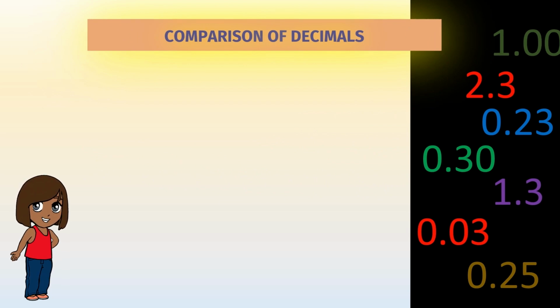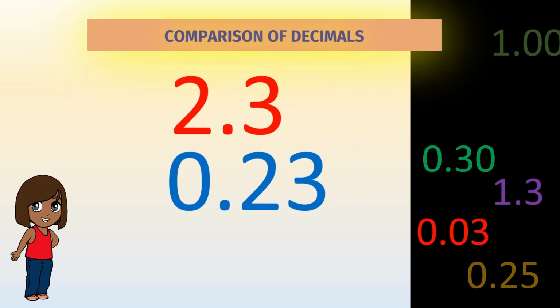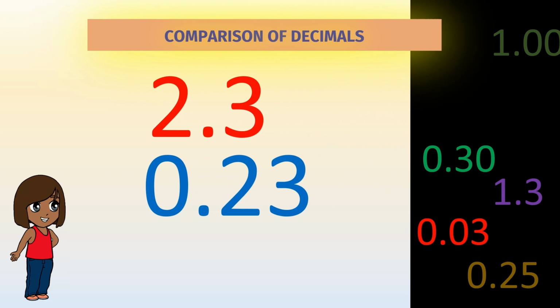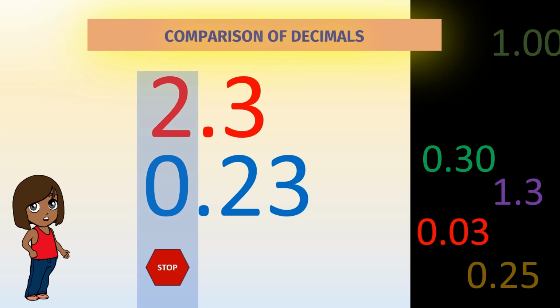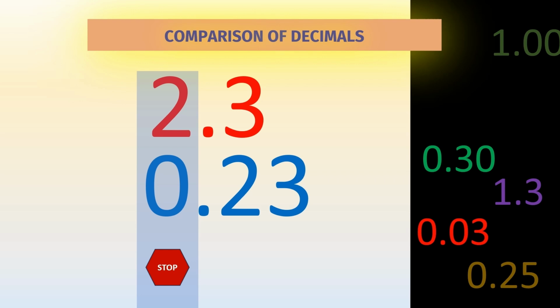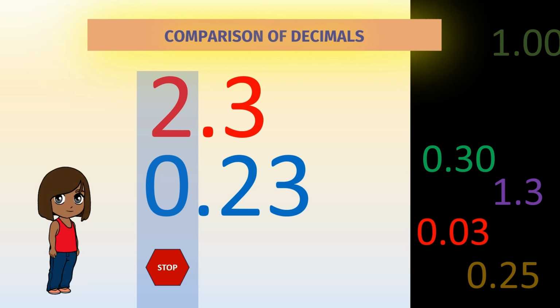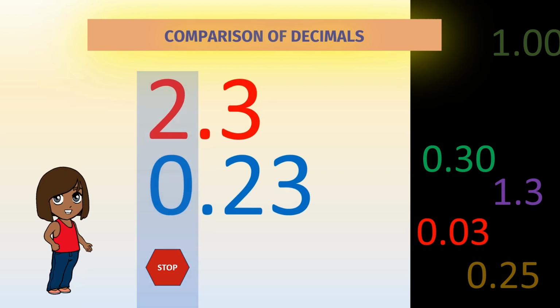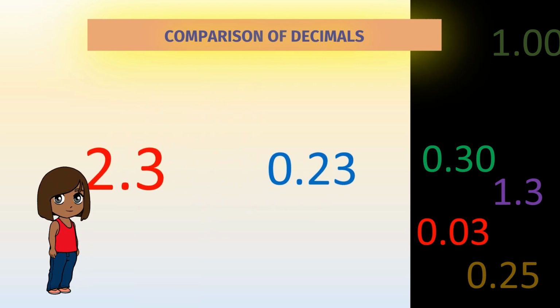Let us take one more example. Compare 2.3 and 0.23. This is a tricky question as the digits are the same. Let us start with the highest place value here, ones. 2 is greater than 0. We do not need to compare any more digits. We have our answer. 2.3 is greater than 0.23.